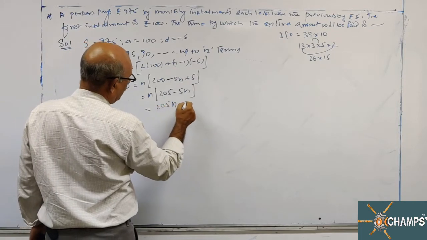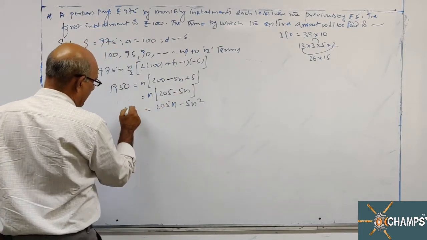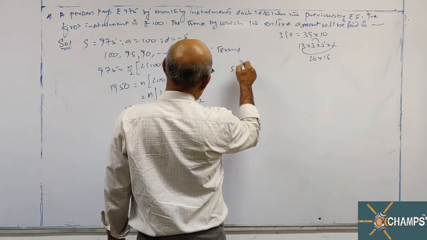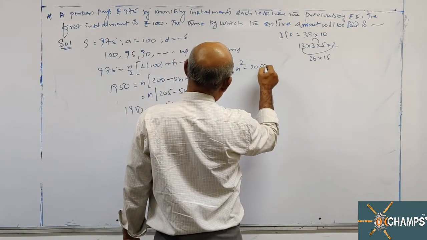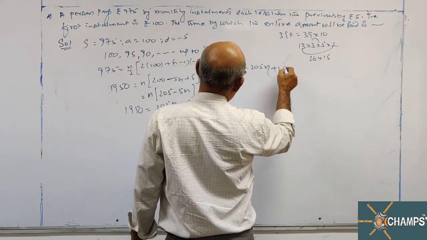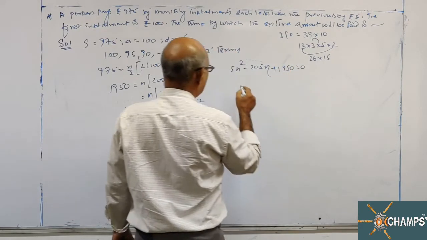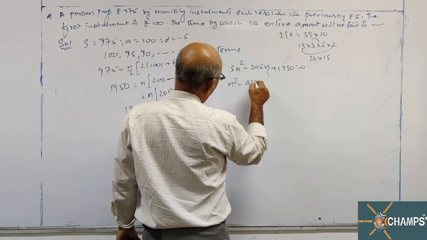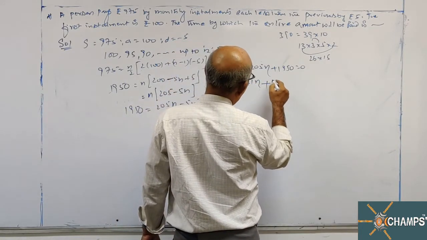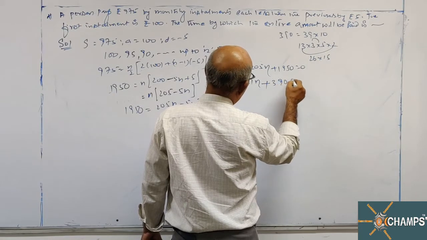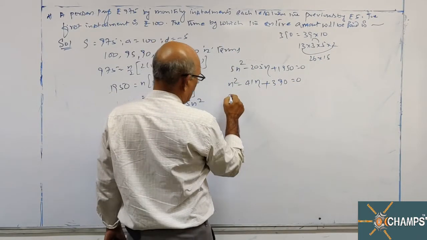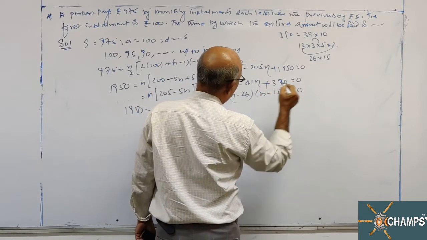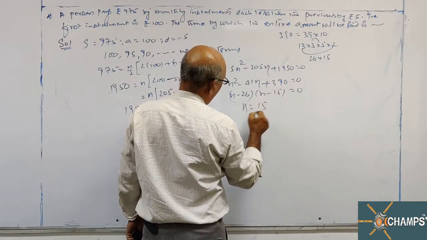So 205 into n minus 5n square is 1950. Bringing all the terms to the left hand side, 5n square minus 205 into n plus 1950 equal to 0. n square minus 41 into n plus 390 is equal to 0. So n minus 26 into n minus 15 equal to 0. n is equal to 15.